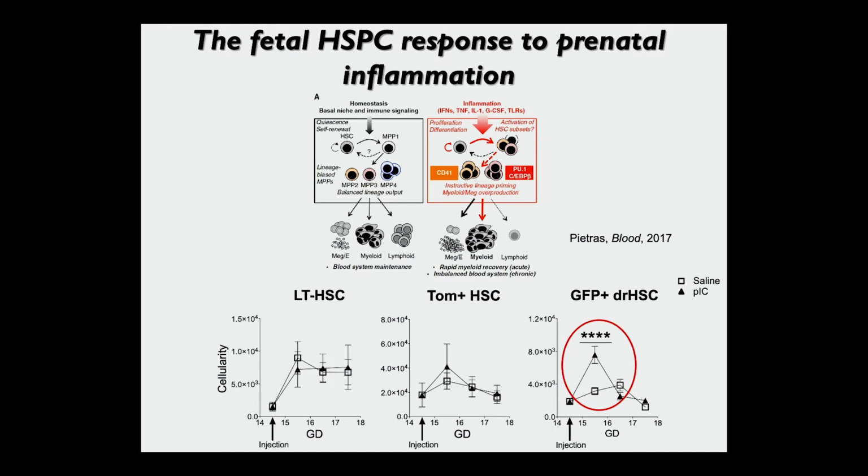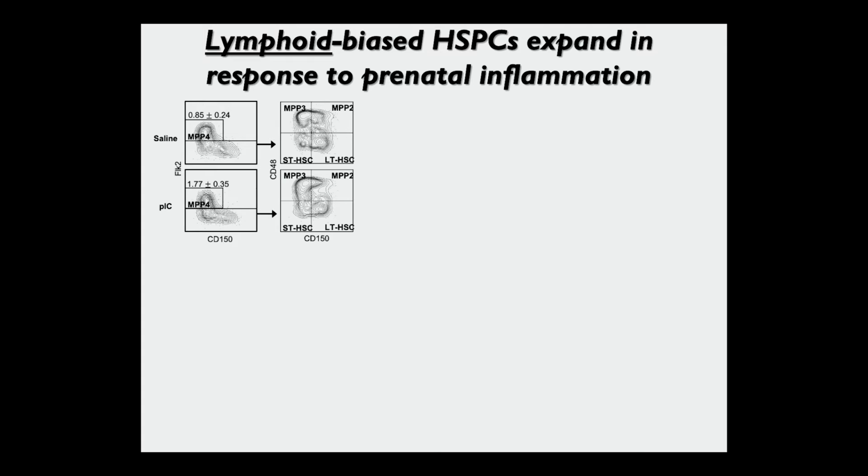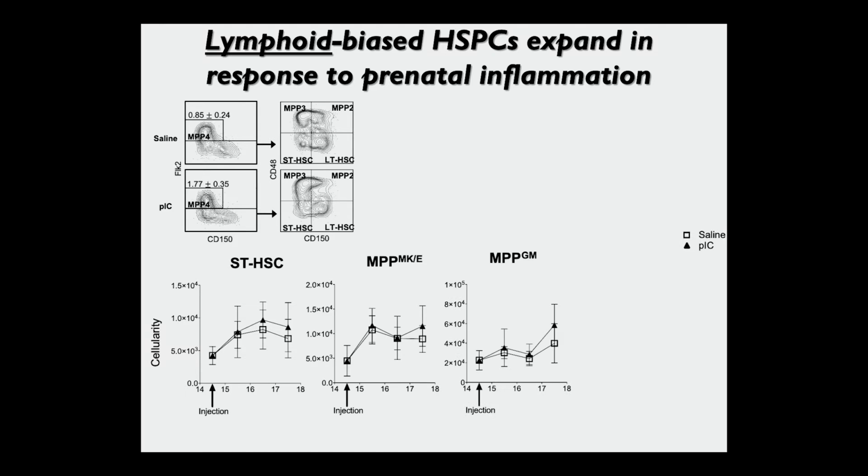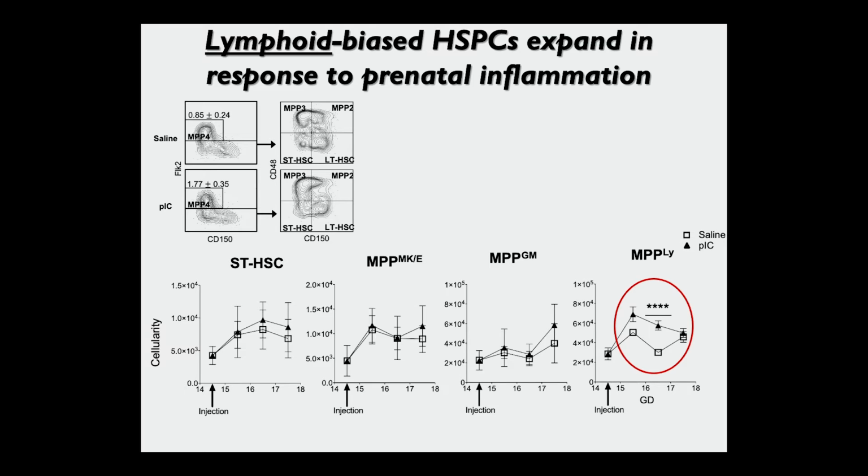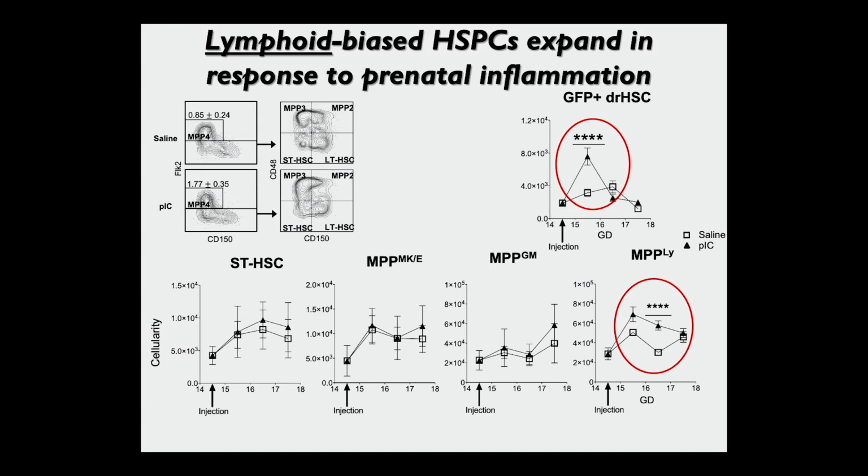When we look downstream at our multipotent progenitors, I go back and forth here between MPP 2, 3, 4 and the myeloid lymphoid nomenclature. Again, no response of our short-term HSCs, no response of our myeloid-biased MPP subsets. These are multipotent progenitors that have lost self-renewal but are still multipotent, but with some lineage bias. But what we see instead is 2 days after induction of prenatal inflammation and 1 day after specific expansion of our lymphoid-biased stem cell, we see downstream expansion of our lymphoid-biased multipotent progenitor.